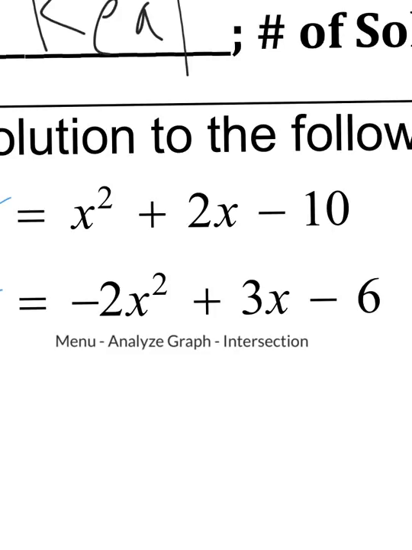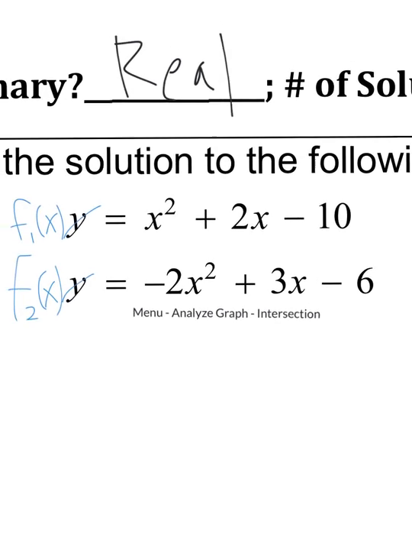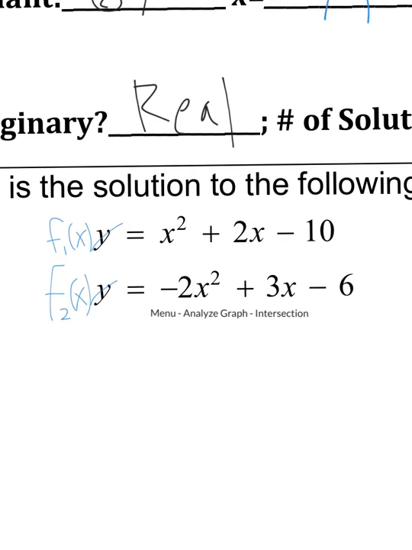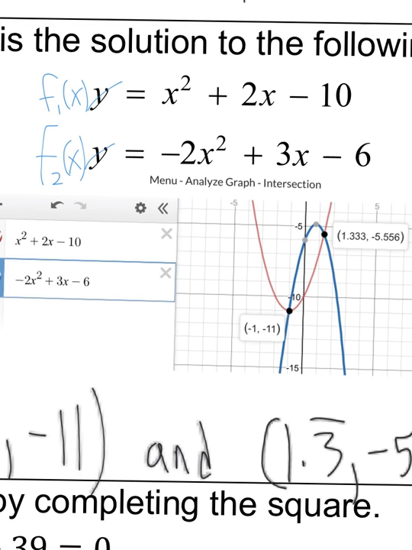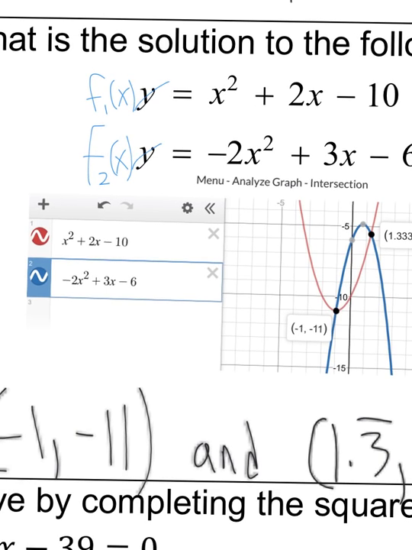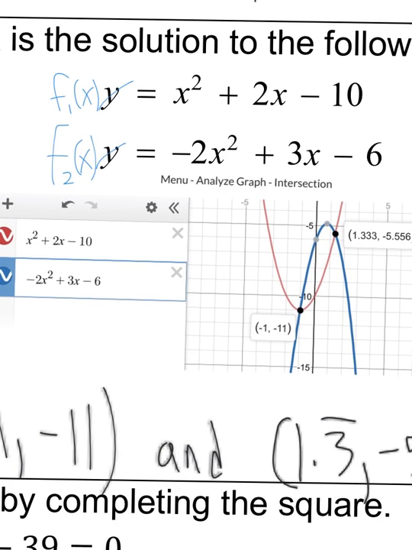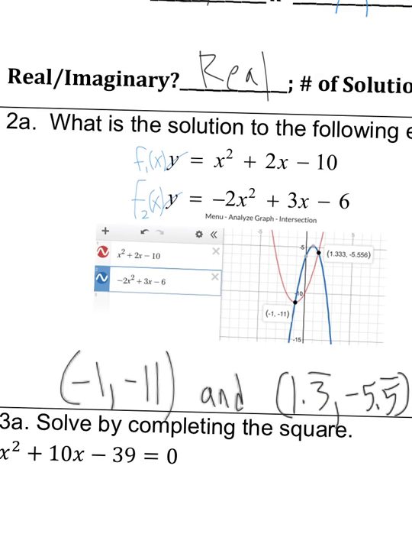Once you have these typed in, you're going to go to Menu, Analyze Graph, and get the intersection. Plugging these in, you'll see that they intersect at negative 1, negative 11, and 1.3, negative 5.5 point, basically negative 5.5 forever. Then I just wrote those down below. And that's really it. Okay.